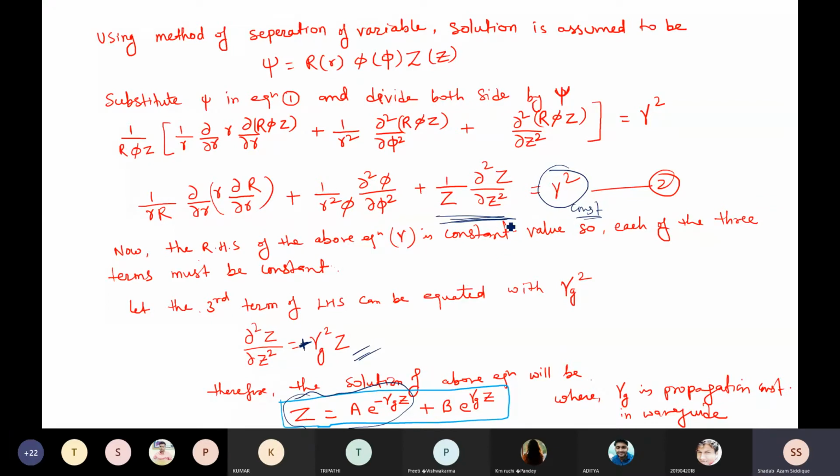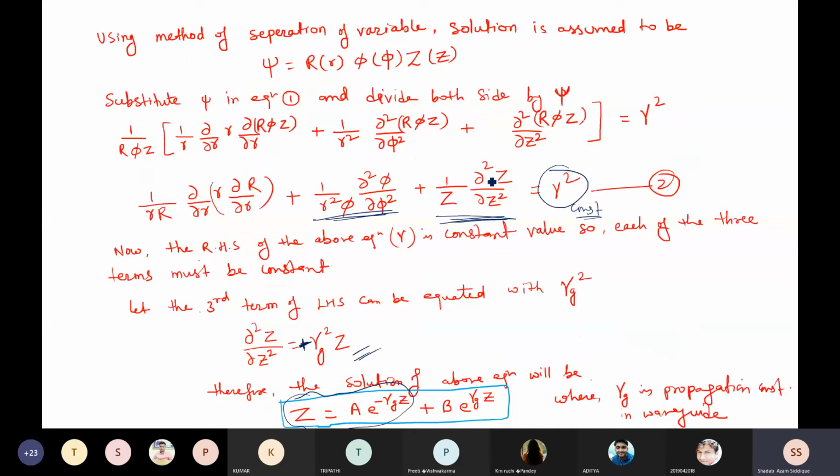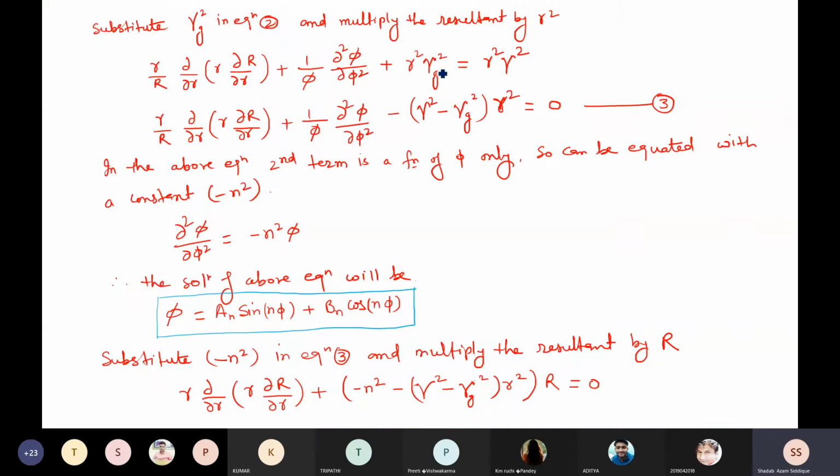Now we will go for the solution of the second equation. Okay, and we will substitute the Z value here and try to find out. So we can substitute the third term, that is 1 by Z del square Z upon del Z square, which can be represented as gamma g square. So I'll represent it here as gamma g square.